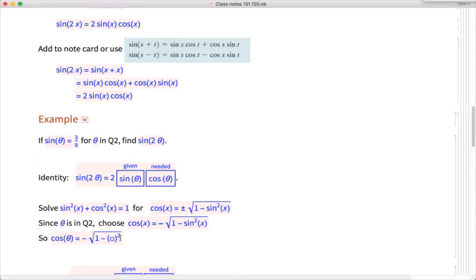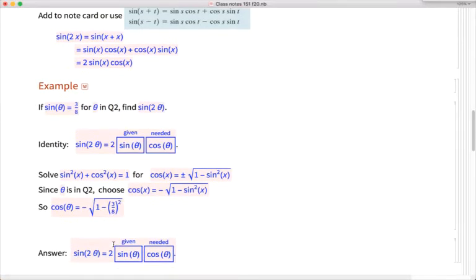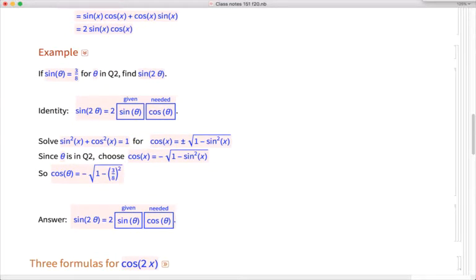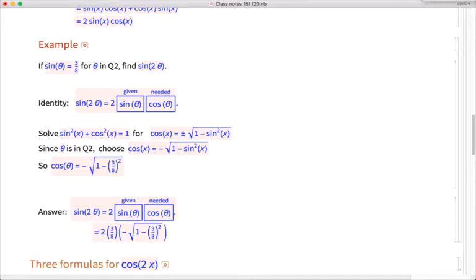So finally that allows us to compute the cosine of theta. The cosine of theta will be minus the square root of 1 minus the sine of theta squared. And again, that's part of the problem statement. The sine of theta was 3/8. Okay, so the answer to this problem is going to be 2 times 3/8 times what turned out to be the cosine of theta.